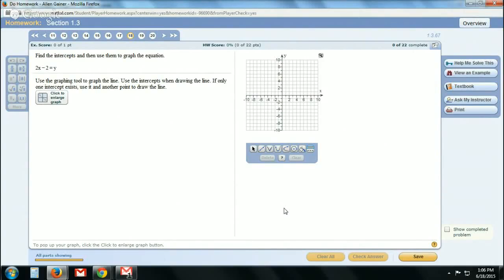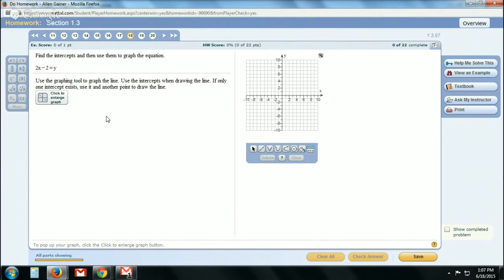Let's talk about a couple of specific situations that you'll run into in your homework in section 1.3 about graphing lines. The line that we've got here, 2x minus 2 is equal to y. Notice that it is solved for y. It's not in the order that we normally are used to seeing things, with the y being on the front, but it is solved for y since the y is by itself on one side of the equation.